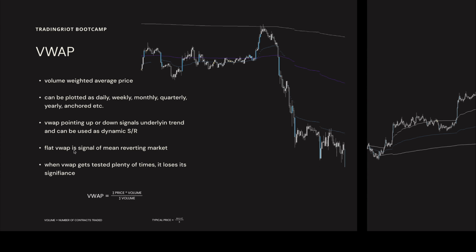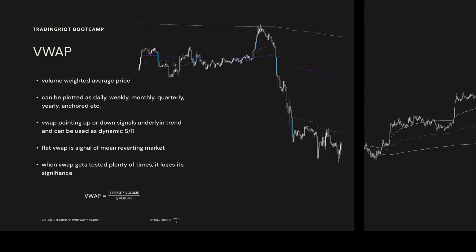When VWAP is flat, it's a mean reverting market, and you will see that VWAP gets just traded through many times. In here you can see how the market just traded through the VWAP. But once it started selling off, this started acting as a dynamic SR on the pullbacks.